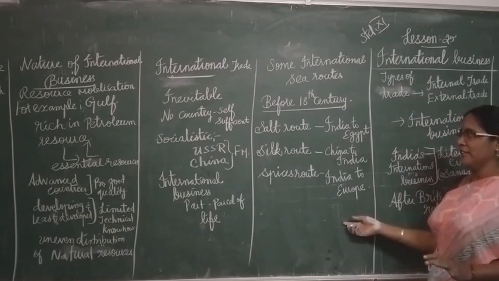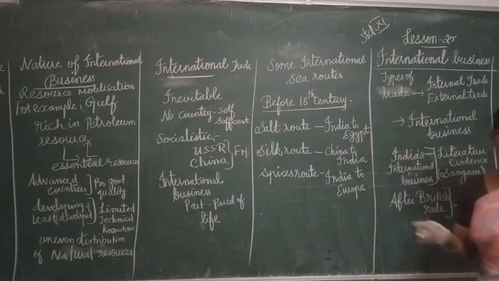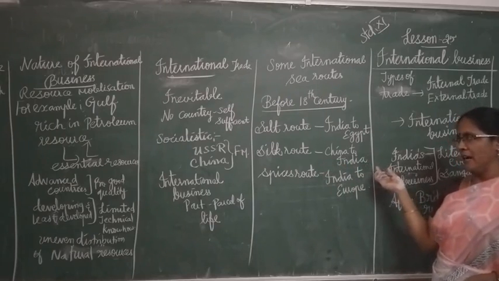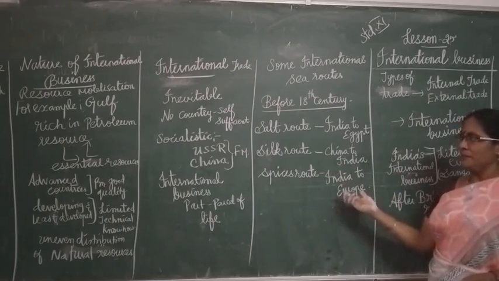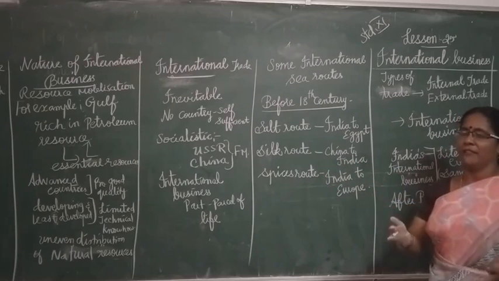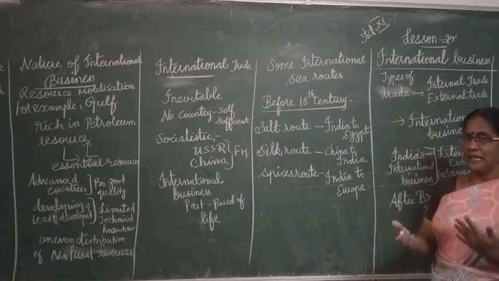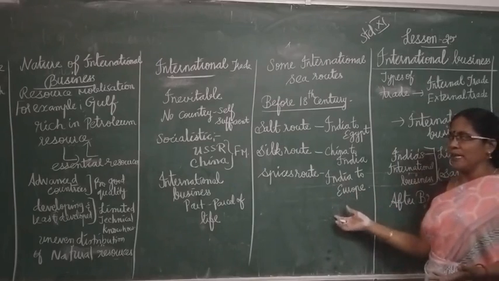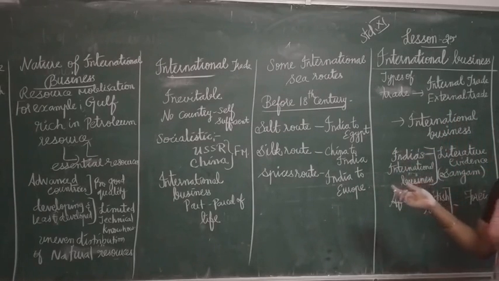Before the 18th century, there was a salt route from India to Egypt, a silk route from China to India, and a spice route from India to Europe. On the spice route, Vasco da Gama and Columbus took the pepper and instead gave the chili. The spice route and silk route, everything we have learned in the 10th standard.